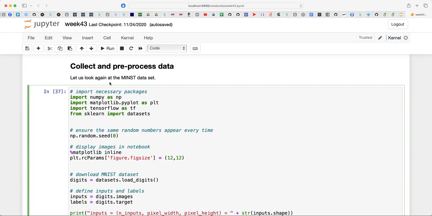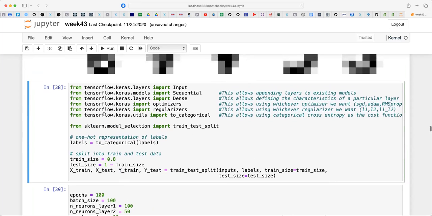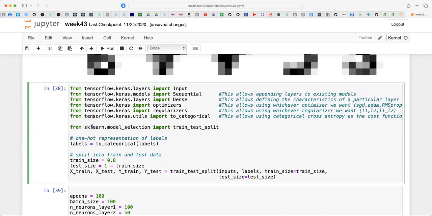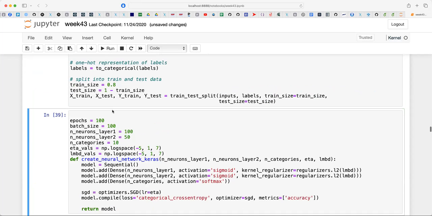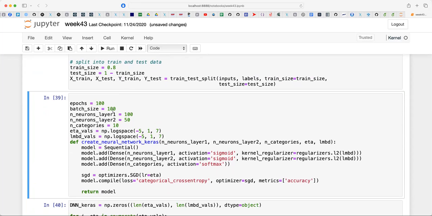So we are just setting up the data set as we did before, nothing special. And we are setting up the train size. So everything which we've been doing before can be reused. And now you can see the way you would set up things here. In this case, I'm defining 100 epochs, 100 batch size, number of neurons in the first layer to 100, and in the second layer to 50.